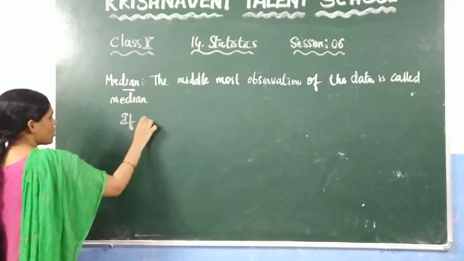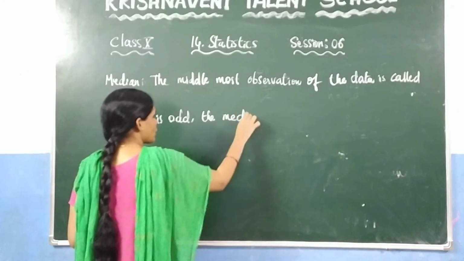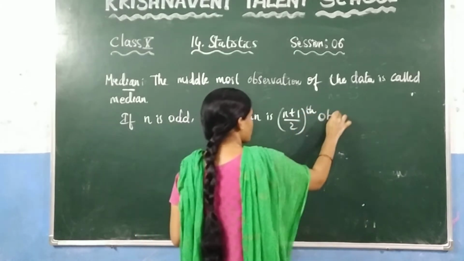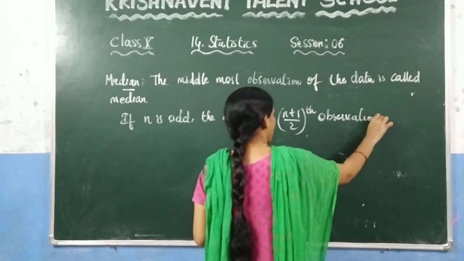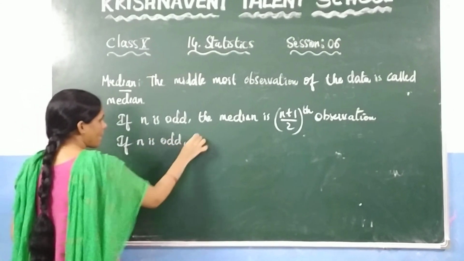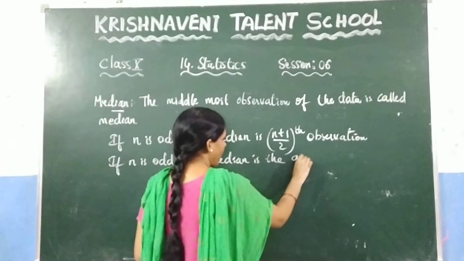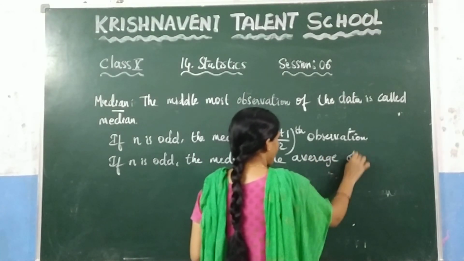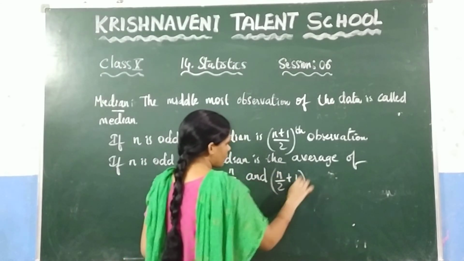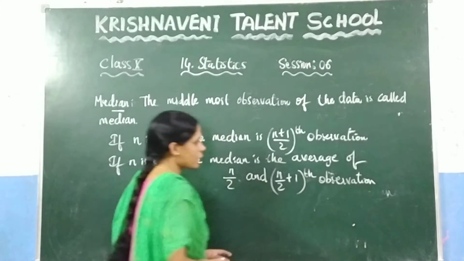And after that, if n is odd, the median is n plus 1 by 2th observation, and if n is even, the median is the average of n by 2 and n by 2 plus 1 observation. Like this, you can calculate the median.